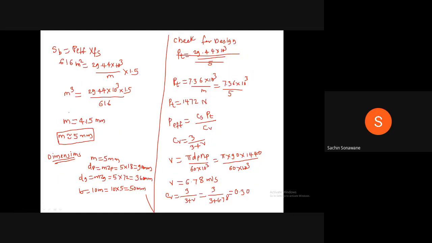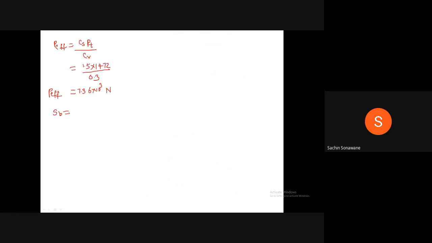Now, we have to calculate SB, the beam strength. What is the equation of beam strength? Equation 2: 616 m square. Therefore, 616 into 5 square. Calculate SB, beam strength in Newton.